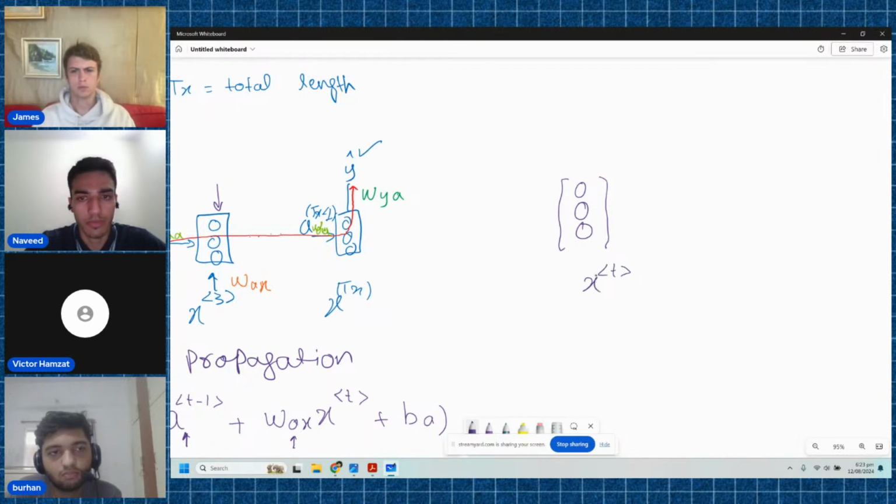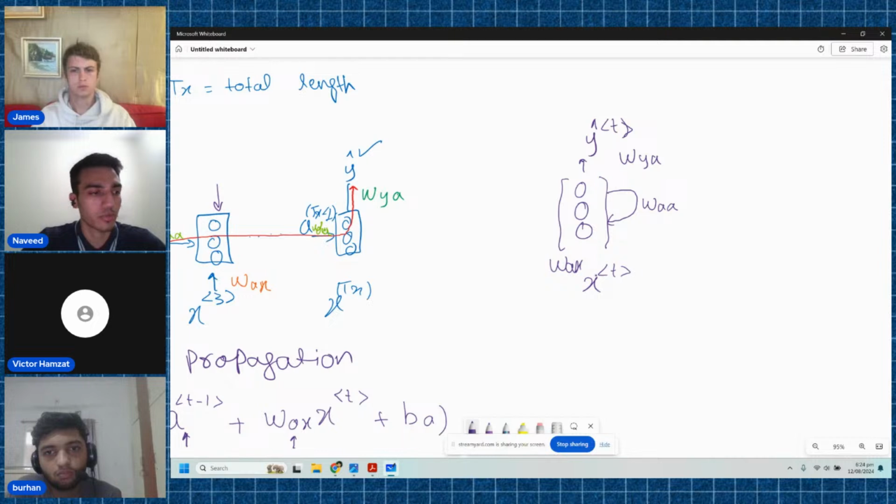t for the time step, with WAX being the set of weights associated with it. Then, to demonstrate the feedback connection, it is usually drawn like this, and the set of weights associated with it is WAA. Then you can generate an output from it, Y hat T, which is associated with the set of weights WYA. So this is usually the concise diagram that you see drawn in textbooks. But the idea stays the same.